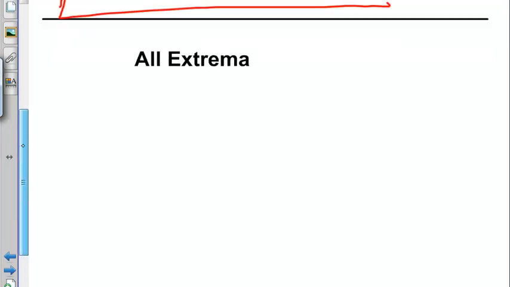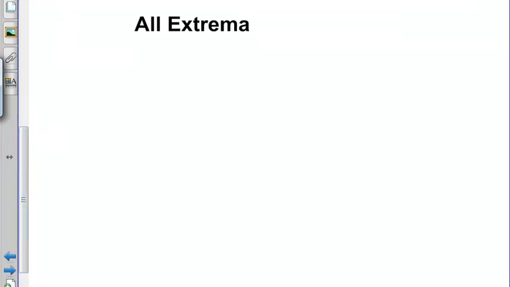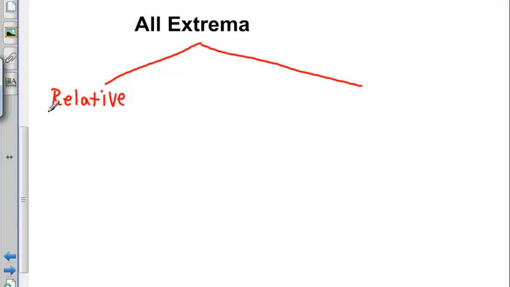There's tons of different types of extrema. So I want to make a little flow chart here so you can see. We have relative extrema, which is pretty straightforward. On relative extrema, there's a local, or you call it a relative, max, or you could have a local min. Sometimes people just call it the max or the min.